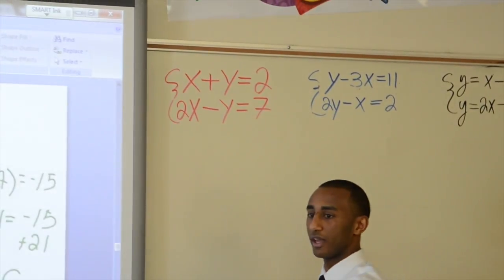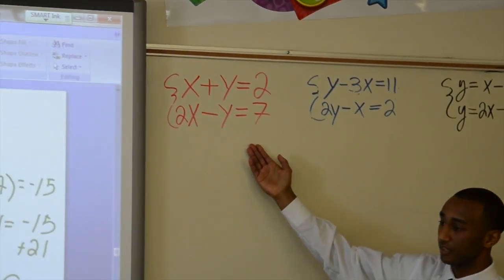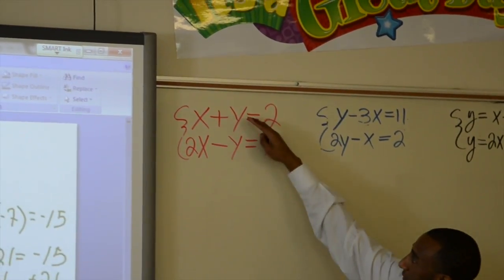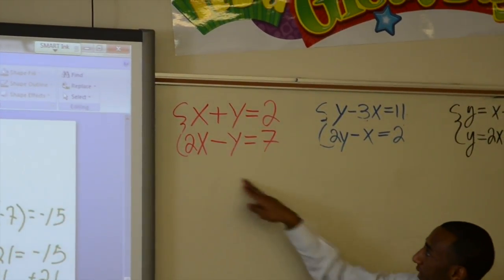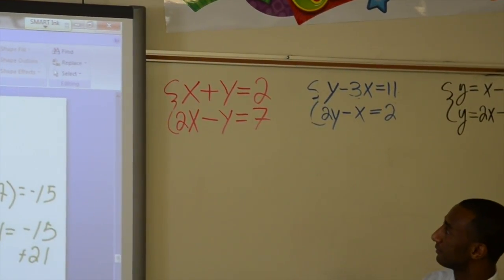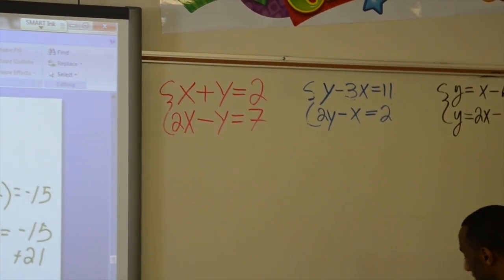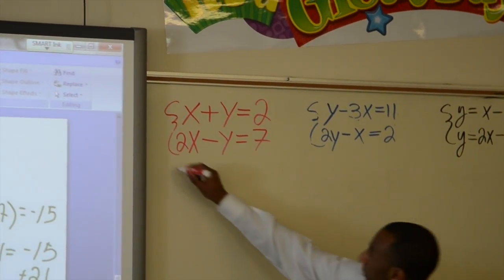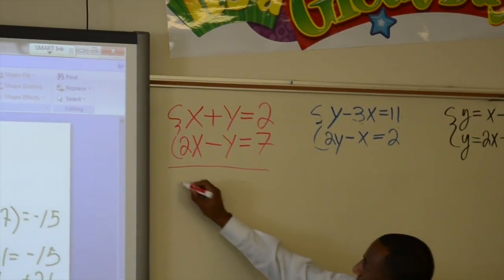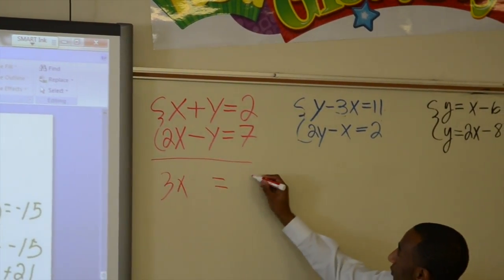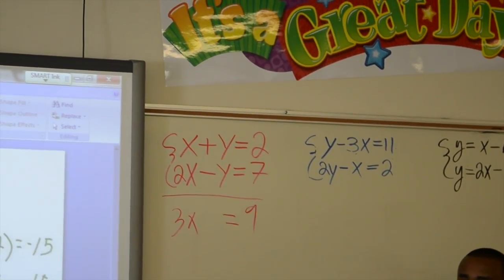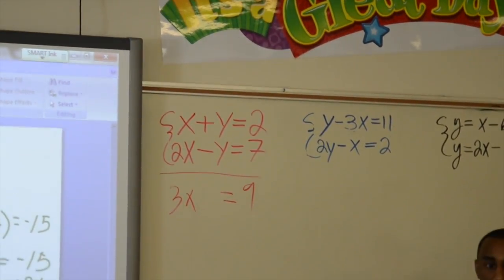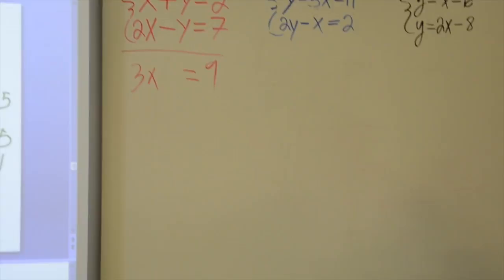I'm not saying you can't do it by substitution, but I think the easiest way would be just to get rid of the y column by adding them, like she just said, and you'll have 3x. You add them, you get 3x is equal to 9. You see how the y column just disappeared? It's easier. Okay.